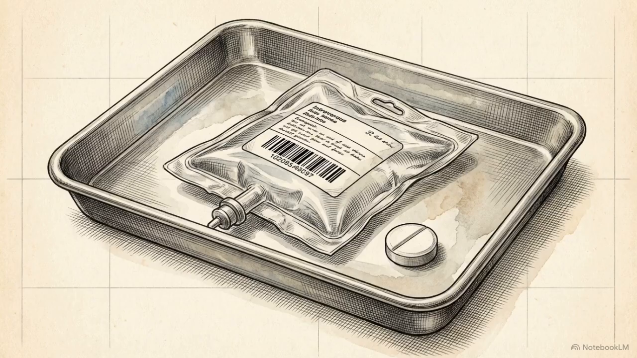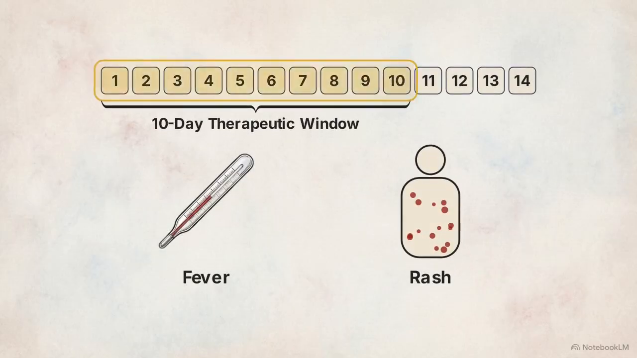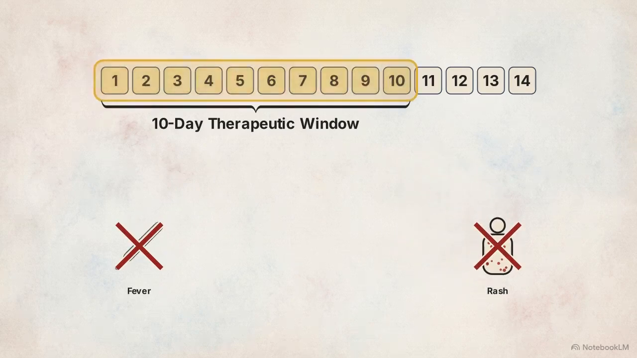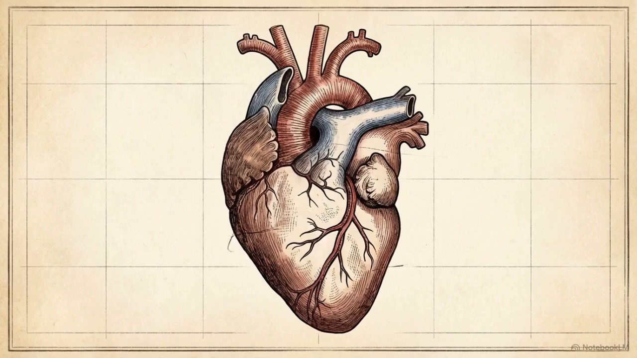The first-line therapy is prompt administration of IVIG, intravenous immunoglobulin, paired with high-dose aspirin to target the inflammation and prevent thrombosis. Administering this immunomodulatory therapy within the first 10 days of illness is not about controlling the fever or the rash. It is a critical prophylaxis against cardiac structural failure.